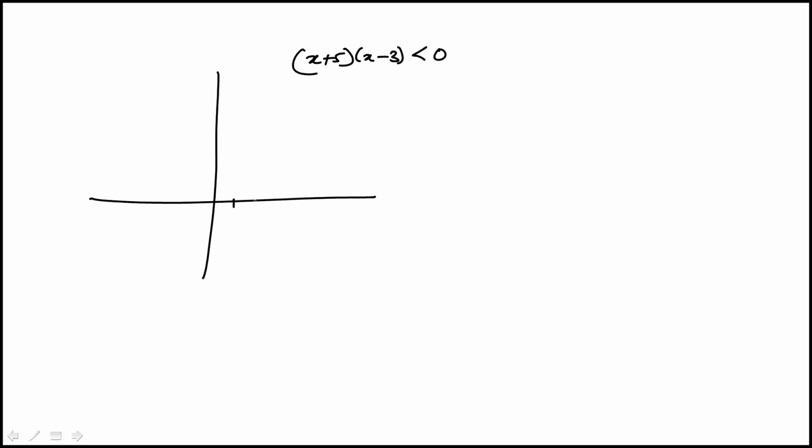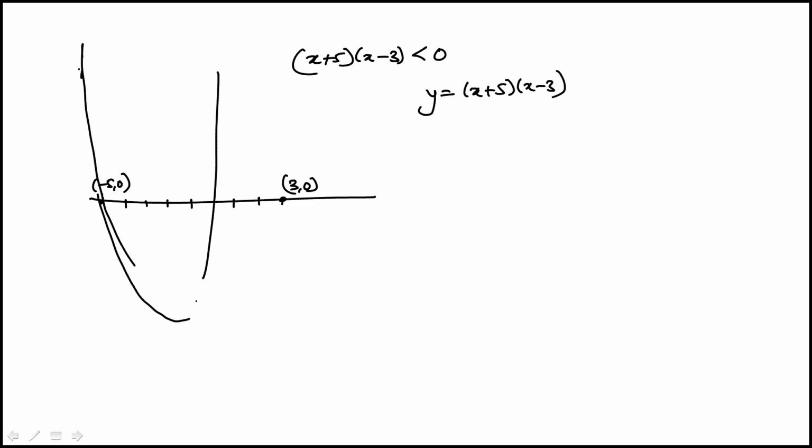We label the roots. So this is 3, 0, and then minus 1, 2, 3, 4, 5. So that's minus 5, 0. So if you drew just the corresponding parabola, those would be the x-intercepts. And it's going to look something like an upward opening parabola. It doesn't have to be very accurate. The key is that's how it's going to look.